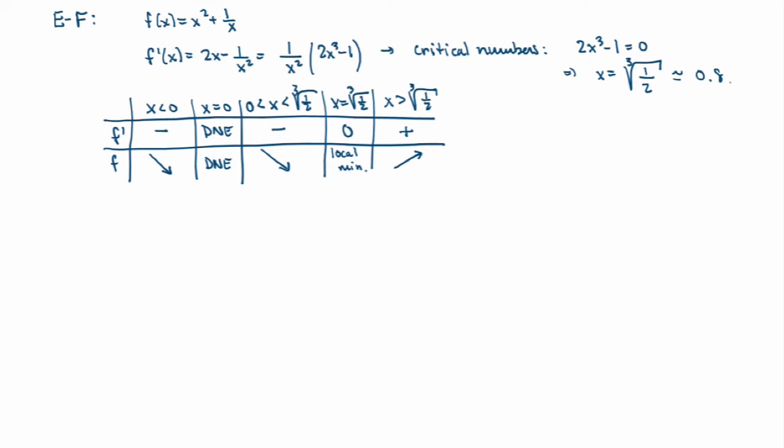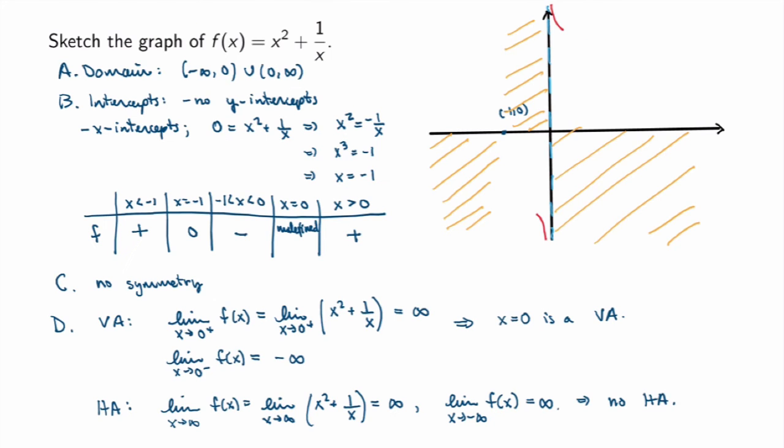And in fact, I could calculate what the min is just to have an idea of where to put it on the graph. So I want to calculate the value of the function at cube root of 1 over 2. And if you substitute back, you'll get cube root of 1 over 4 plus cube root of 2, which I think is approximately something like 1.9.